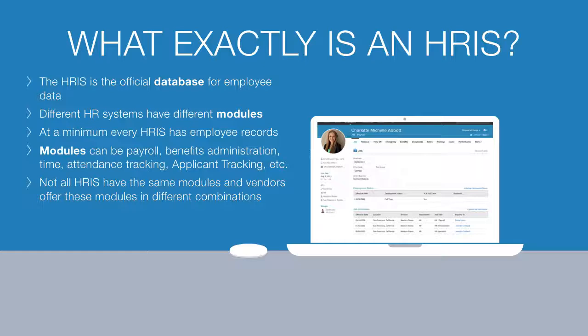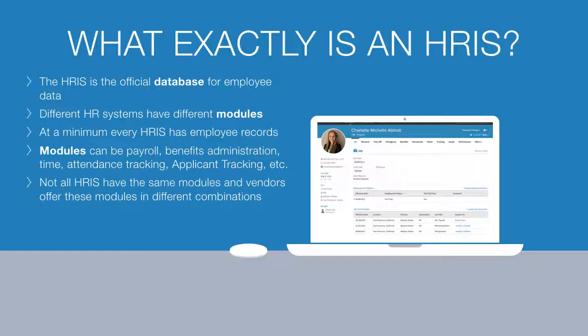So what exactly is an HRIS? The HRIS is the official database for employee data. Different HR systems have different modules. At a minimum, every system has an employee record, which includes information on the employee, from their personal address to information about their job, who they report to, salary, etc. And modules can be anything. They can be payroll, benefits administration, time and attendance tracking, or applicant tracking. Not all HRIS have the same modules, and vendors offer these modules in different combinations.